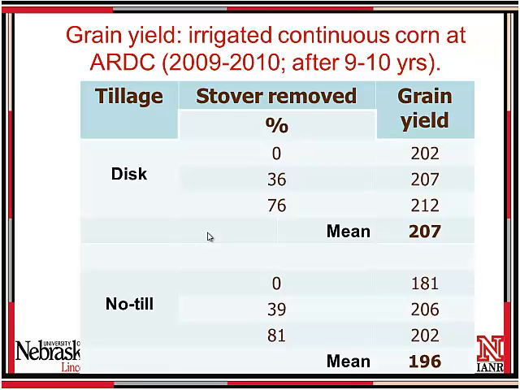And then we look at the effect of the stover. Here with disking, we see that by removing 76% of the stover on average, and even less, we're getting the yield increase. And also with no-till, we're seeing the yield increase by taking away some stover. So results that are generally consistent with what we're seeing farther east throughout the Corn Belt. And this is, like I say, after 10 years.